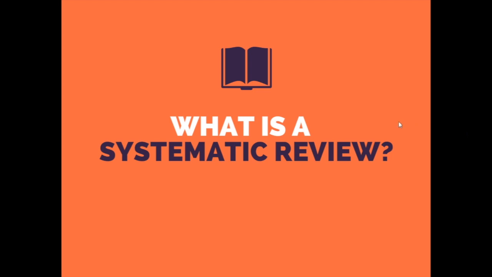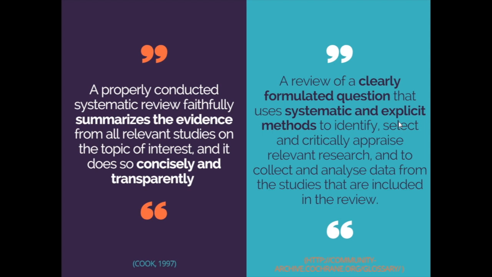There are multiple definitions about what is a systematic review, which may add to the confusion and misapplied terms when discussing this review type. Let's start with one definition here on the left. A properly conducted systematic review faithfully summarizes the evidence from all relevant studies on the topic of interest, and it does so concisely and transparently. Some of the key terms we see here are that it summarizes the evidence from all relevant studies. So it tries not to skip on any case studies or trials that may be out there. And it does so in a concise and transparent manner, which we'll discuss later why it's so important in order to avoid bias.